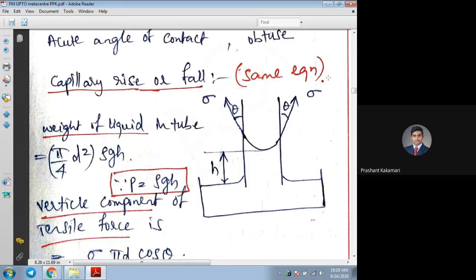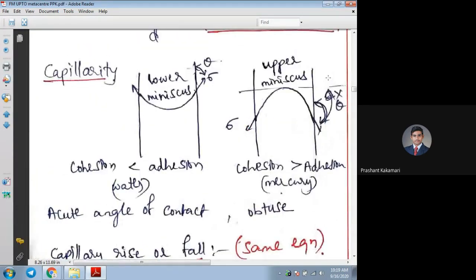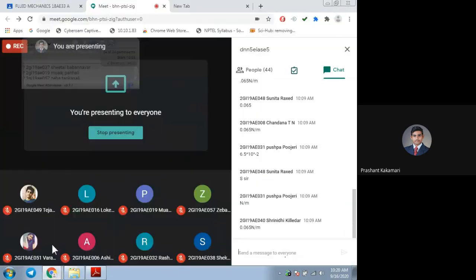Now, the same example you can take with mercury also. If I consider mercury or some other high surface tension liquids, if I dip the pipe, what will happen? It will form a fall in capillary action. The meniscus on the lower side of the mercury level is lower than the liquid layer in the container. Just opposite to this, you can consider. And theta in that condition will be obtuse, more than 90 degrees, just like this. On the right side, you can see, if you consider mercury fall, or the fall in the capillary action, it will be like this. So I hope all of you understood how the capillary rise or fall takes place.